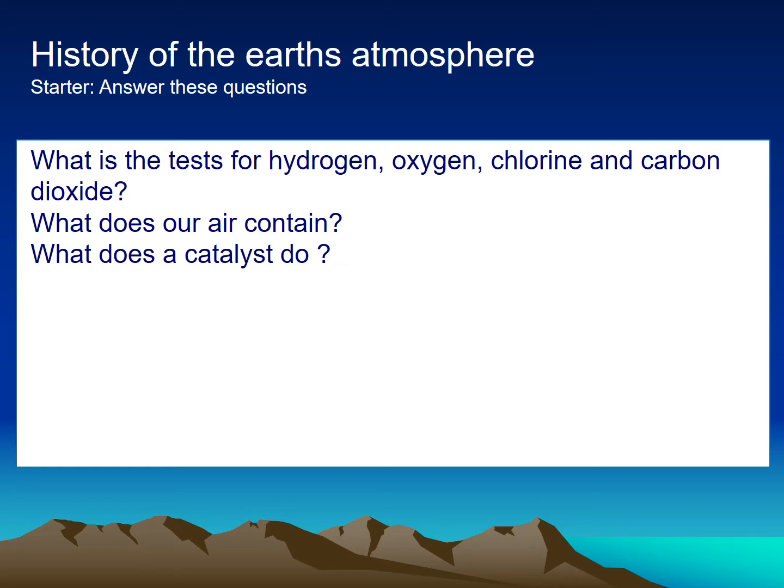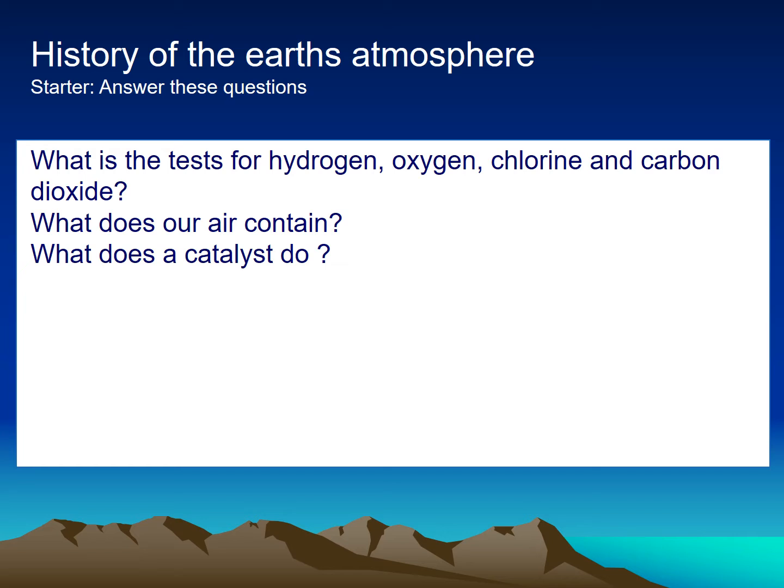This whole topic unit is going to be based on the Earth's atmosphere. So we're going to be learning about the history of the Earth's atmosphere, its current composition, and then we're going to start looking at ways in which the atmosphere is currently being damaged. So we're going to start looking at climate change, some of the causes, and what is actually happening there.